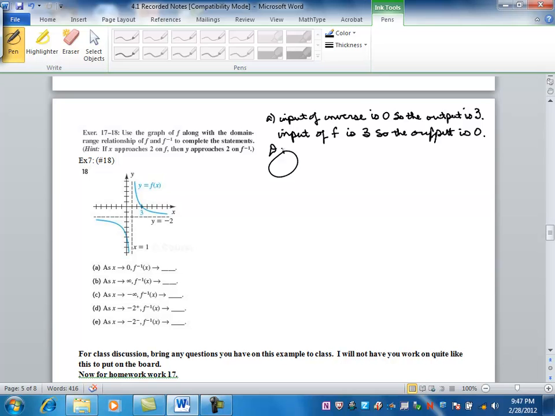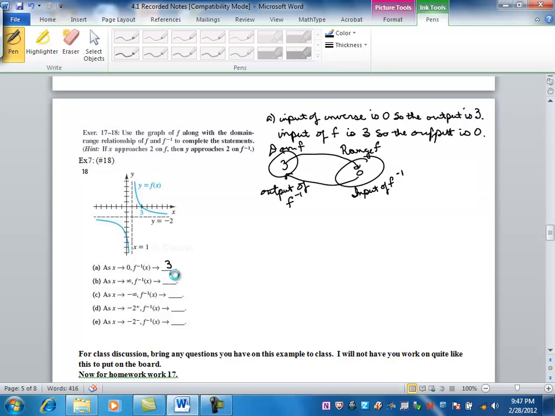Alright, so we're thinking about here the input of the inverse. Maybe a picture. Here's my domain of f. Here's my range of f. Same way, we've got the input of f inverse, and we're saying that that input is 0. Well, where did 0 come from? 0 came from 3. So if the input of f inverse is 0, the output of f inverse is going to be 3.